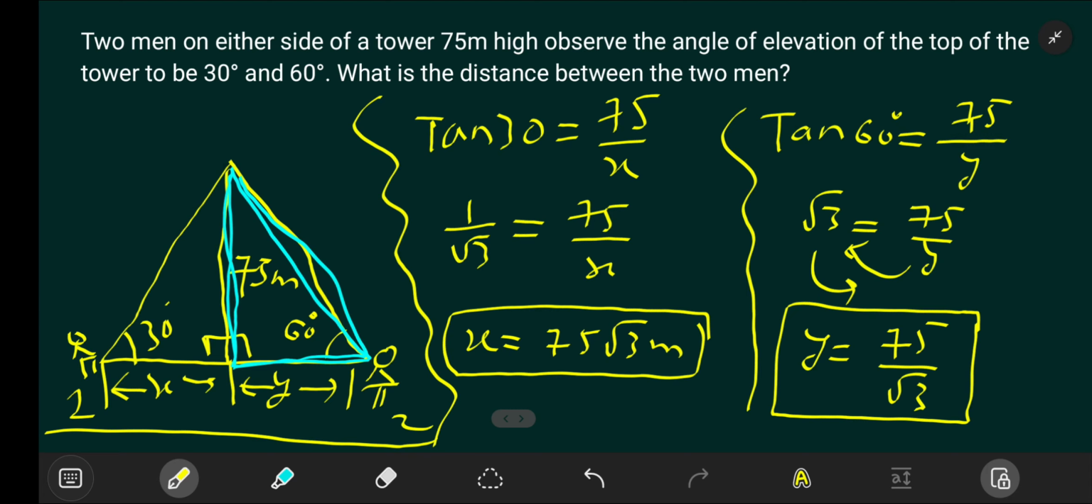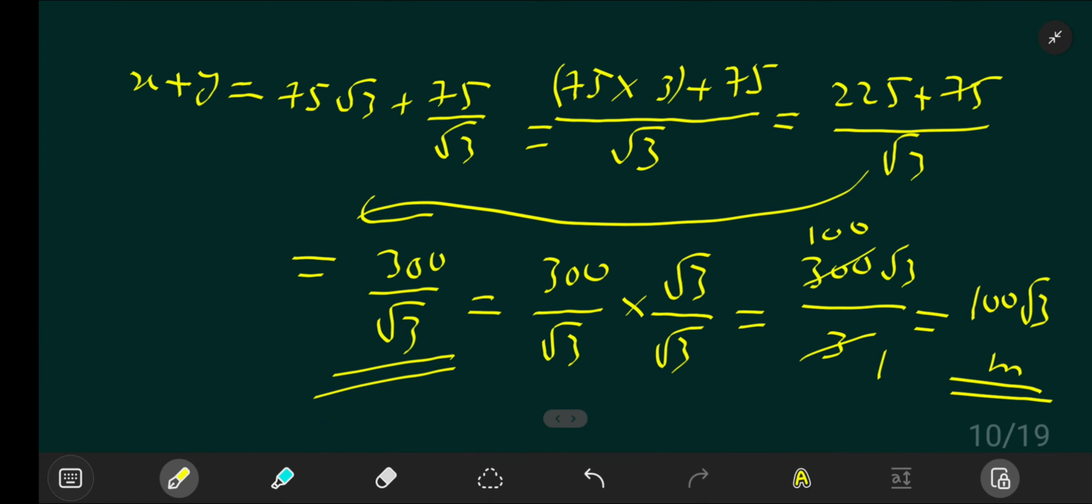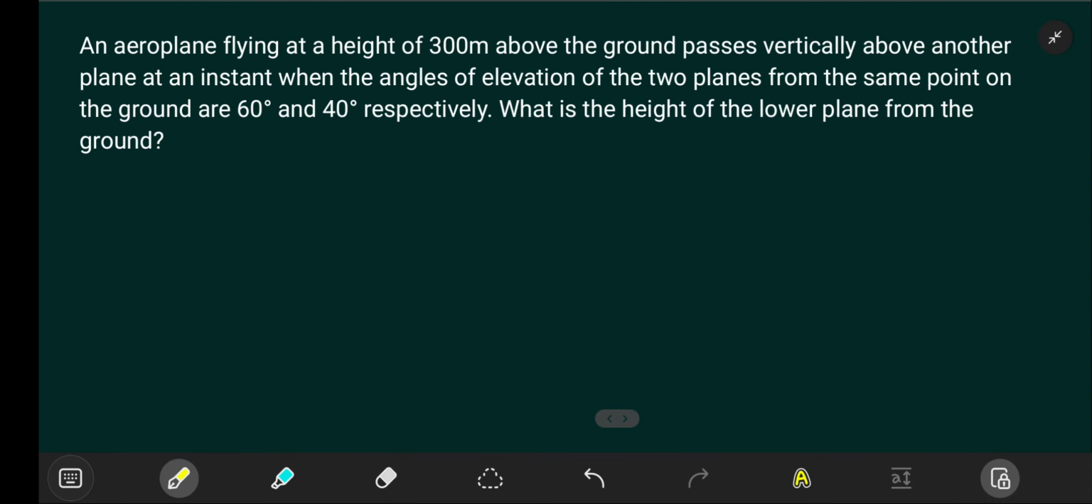Just see the solution once, so that I will go with the next question. Next question is like this.